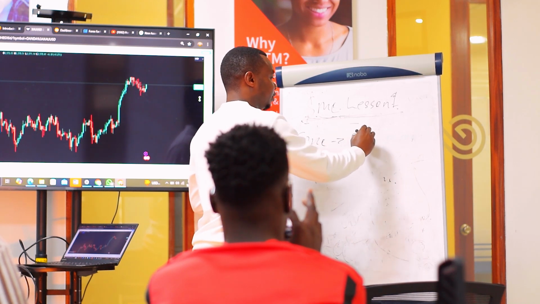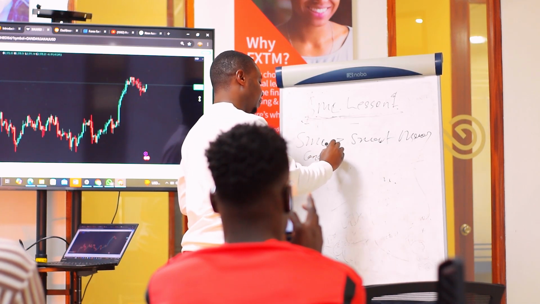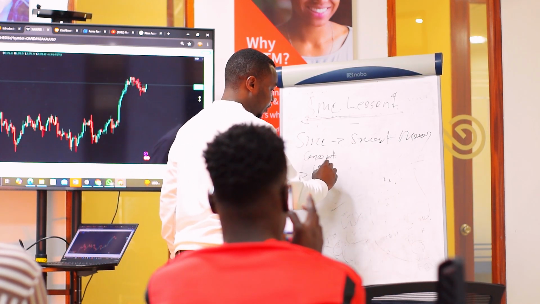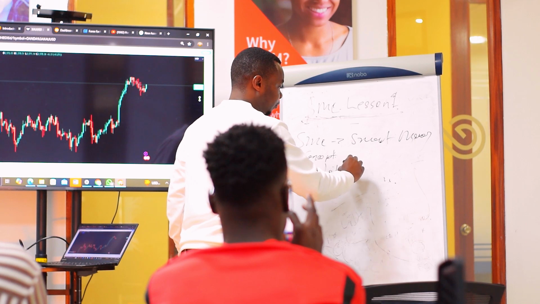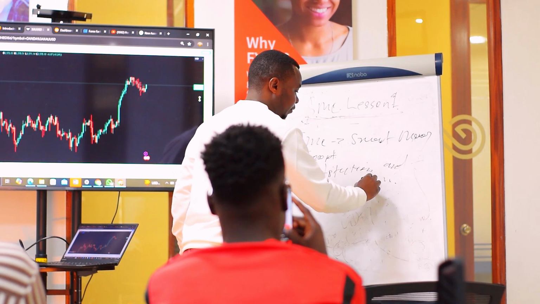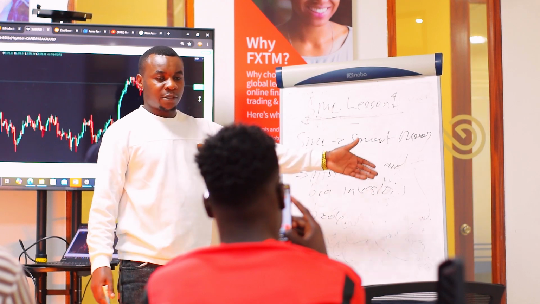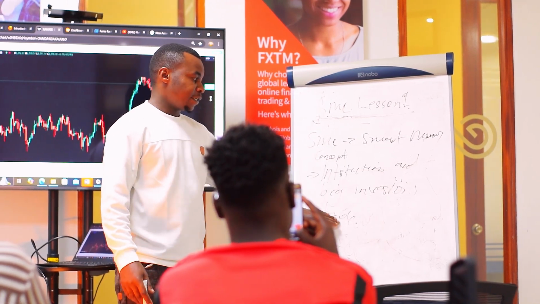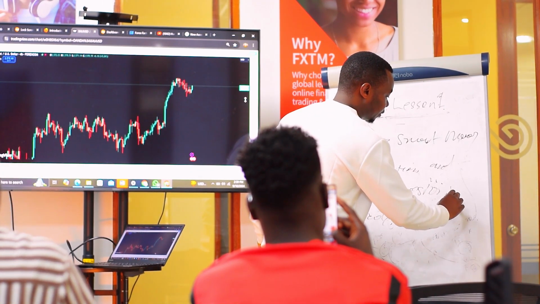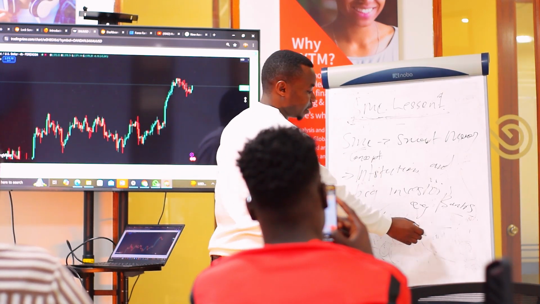SMC means smart money concept. Smart money concept is all about, in general, how institutions and big investors trade. So this is how big institutions or big investors trade. Big investors in this case are like banks. So it means that when you're trading with this concept of SMC, you're trading with a bank.